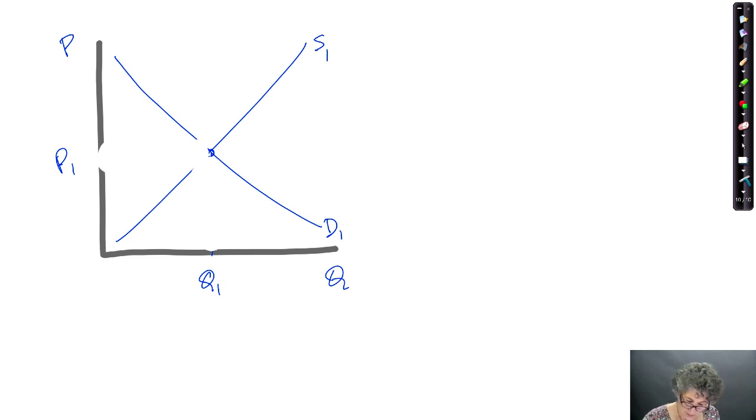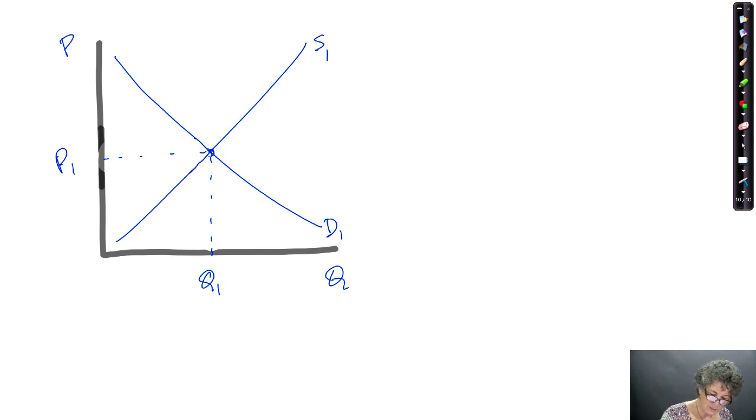So let me see if I can fix it. There. And there. But I think it's good to have. Here, let me just make little dashes. Okay. There you go. So there's our initial equilibrium.